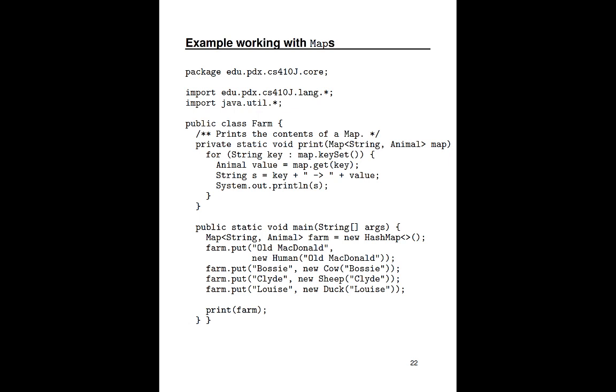It'll be a HashMap. And we'll put in it values like Old MacDonald, Bossy, Clyde, and Louise, because we have a duck called Louise. Again, Human, Cow, Sheep, and Duck are all subclasses of Animal, but that print method doesn't care. All it knows is that it takes a map of strings to animals.